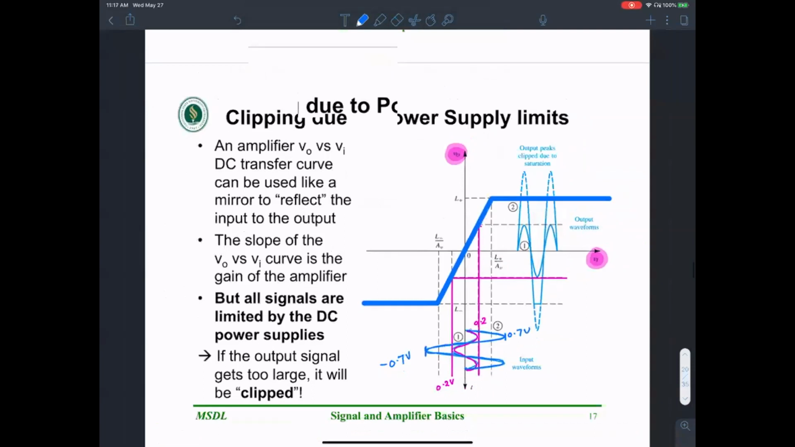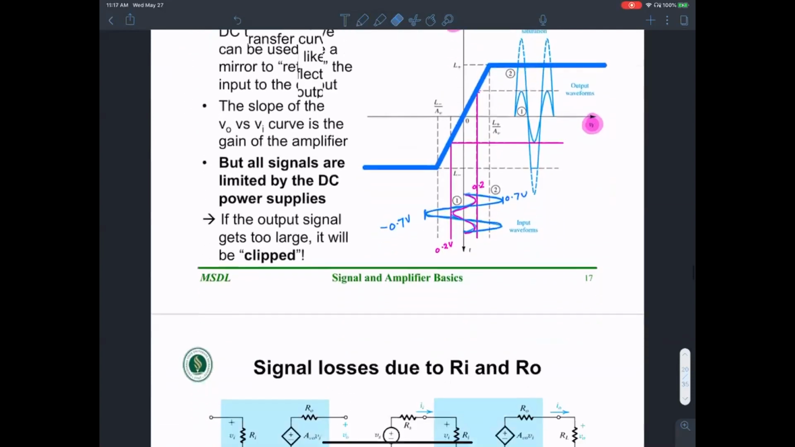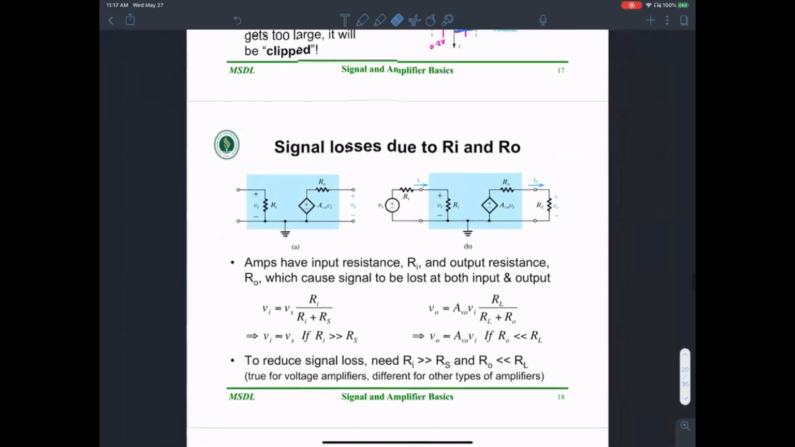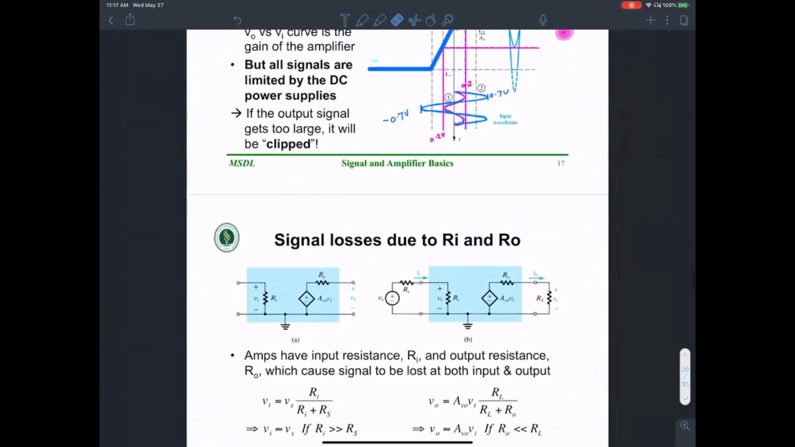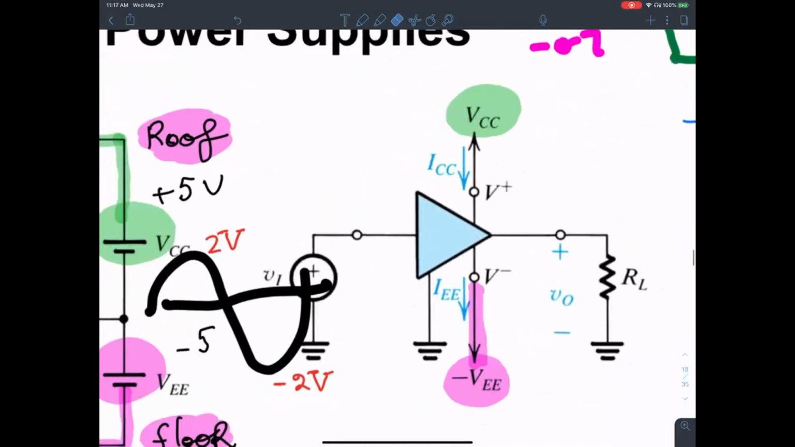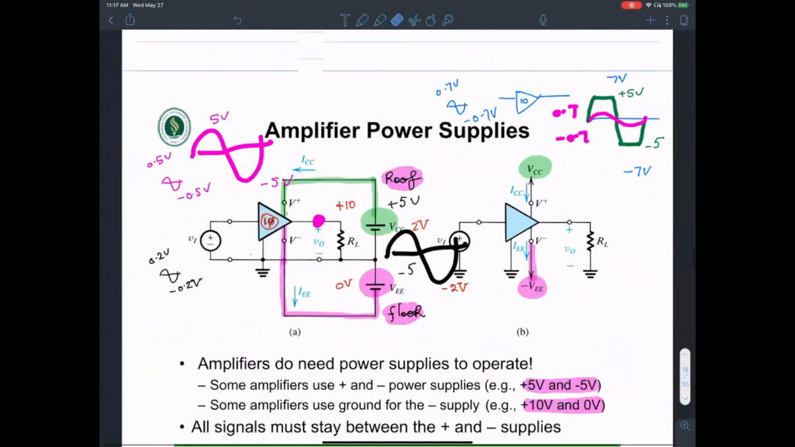Okay, good. If the output signal gets too large, if the output signal is amplified beyond the power supplies, it begins to saturate. That's the clipping because of power supplies. So that's an amplifier. And let's look at more characteristics of an amplifier that involve the input resistance and the output resistance. So the basic amplifier without any non-idealities simply takes the input and multiplies that as the output.